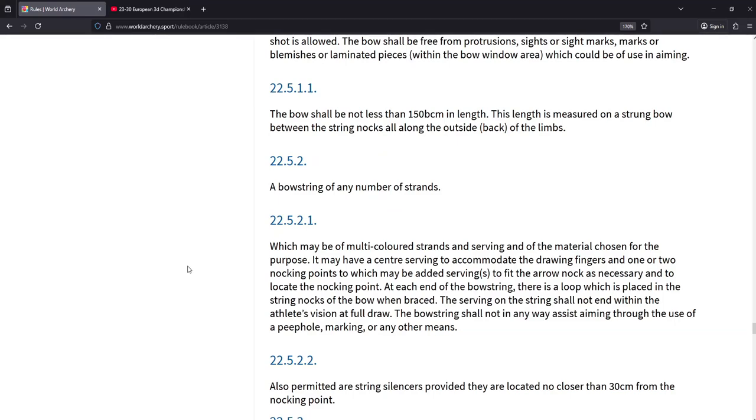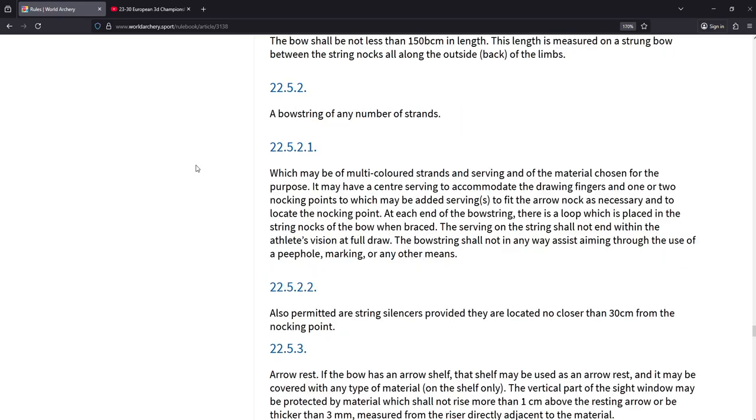22.5.1.1. The bow should not be less than 150 centimeters in length. The length is measured on a strung bow between the string nocks along the outside or back of the limbs. So there is a minimum length. A longbow actually has to be long.